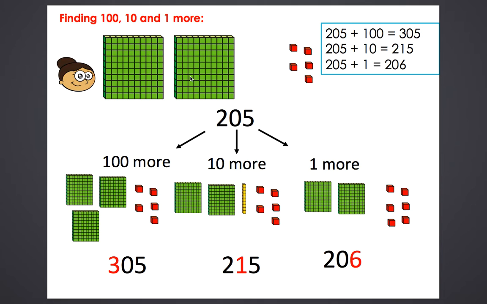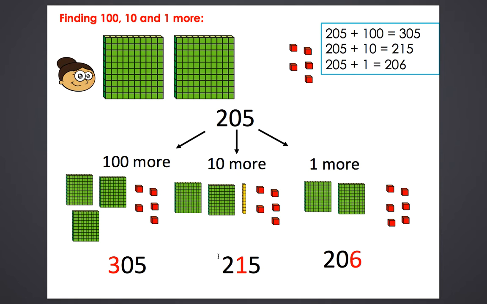So here we've got 2 hundreds, 0 tens in the tens column, and 5 ones, which I write as 205. Now when I'm finding 100 more, I'm adding on 100, which means that my 200s are going to change to 300s, because I know that 2 add 1 equals 3. My tens and my ones have stayed exactly the same.